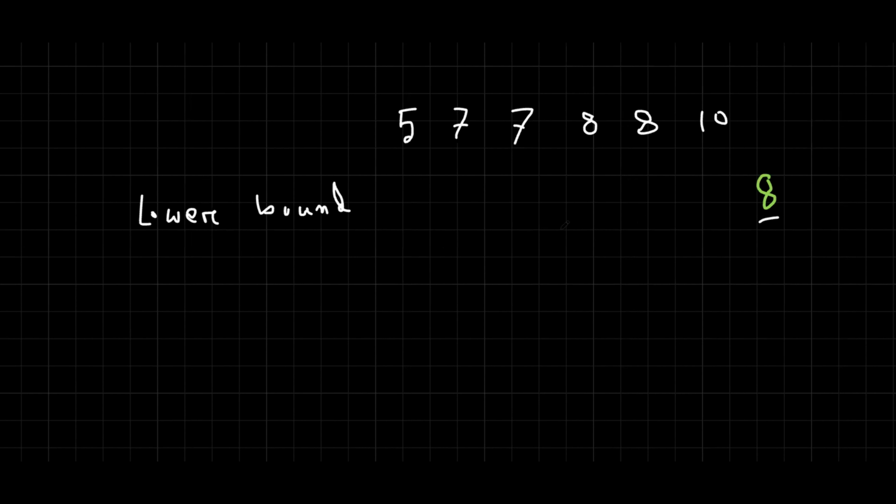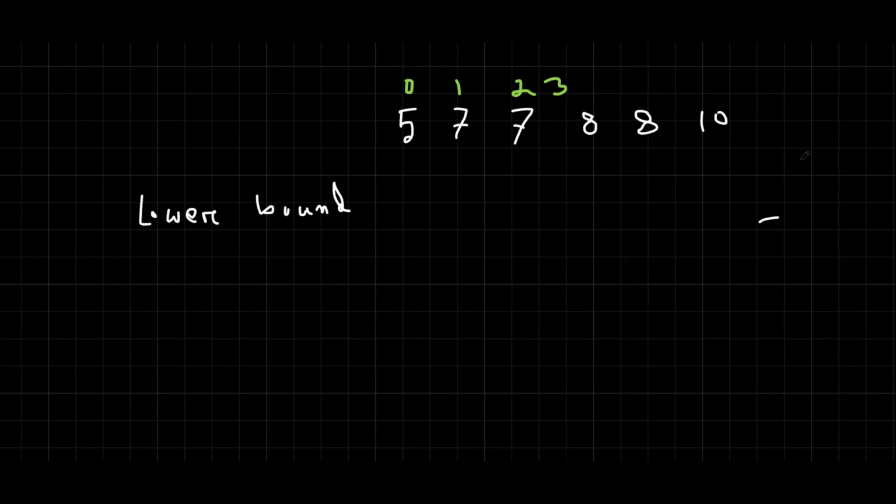Now here, suppose the target is 8. If we place this 8 here, the array will still remain sorted. So we can say that for the lower bound, the value 8 belongs at this index, which is 0, 1, 2, and 3. This is the lower bound definition. Now, how can we apply the lower bound to solve this problem? Let's see.